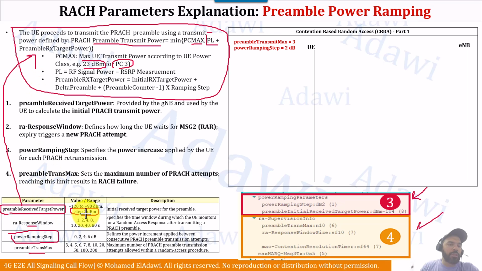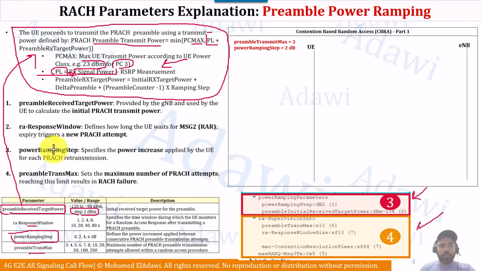Preamble received target power, there is a new configuration. So the user will calculate the path loss, which is the path loss equal to the reference signal power, minus, which is also a configuration of the power, minus the measured RSRP, right? So this will calculate the path loss. Then it will add the path loss to this particular preamble received target power.